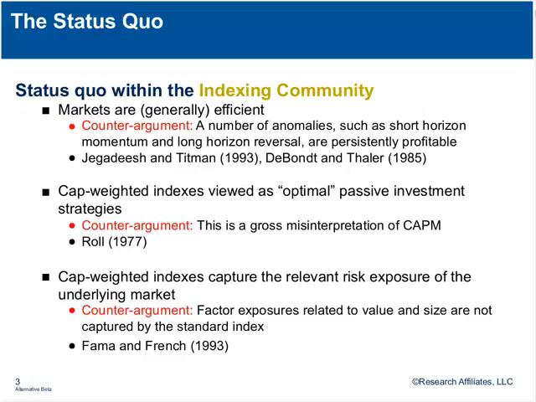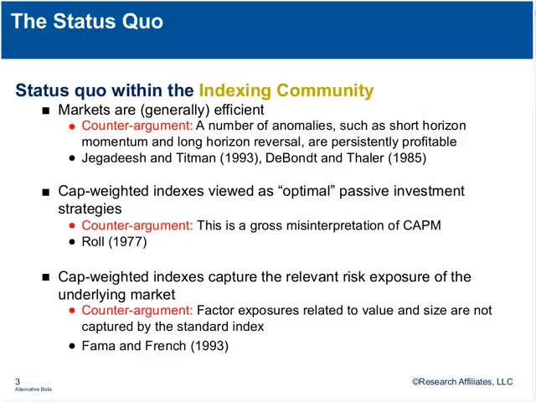There is another view within the indexing community that cap weighting is one of the most optimal ways to construct a passive low-cost investment strategy. The definition of optimal here is optimal mean variance or optimal Sharpe ratio, using the language of Harry Markowitz in his seminal work in mean variance analysis. However, what we have known for the last 30 years is that cap-weighted indexing does not actually inherit the optimal characteristics stated in the capital asset pricing model. The connection between the two has largely been a misinterpretation of the theory. So there really is no theoretical support for the view that a cap-weighted passive index is optimal in any sense.